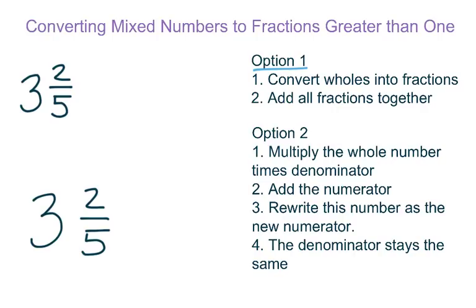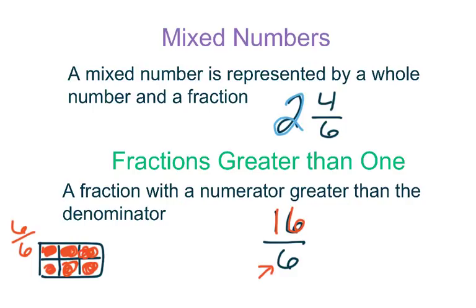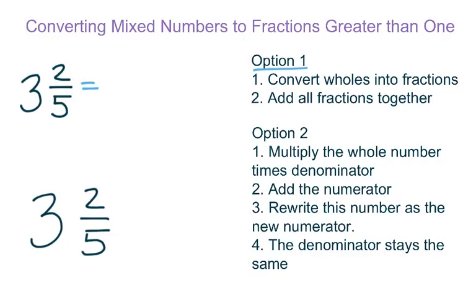Option number 1. The first thing that we're going to do is convert our wholes into fractions, and then we're going to add all of our fractions together. So for this problem, we see that we have 3 wholes and we have 2 fifths. Now, remember in this last slide when I drew the picture, that denominator identifies how many parts are in our whole. So it's really important that we pay attention to our fraction. In this case, our fraction has a 5 in the denominator, which is going to represent the total parts of our whole. Now, we have 3 wholes, so we need to represent 3 wholes as fractions.